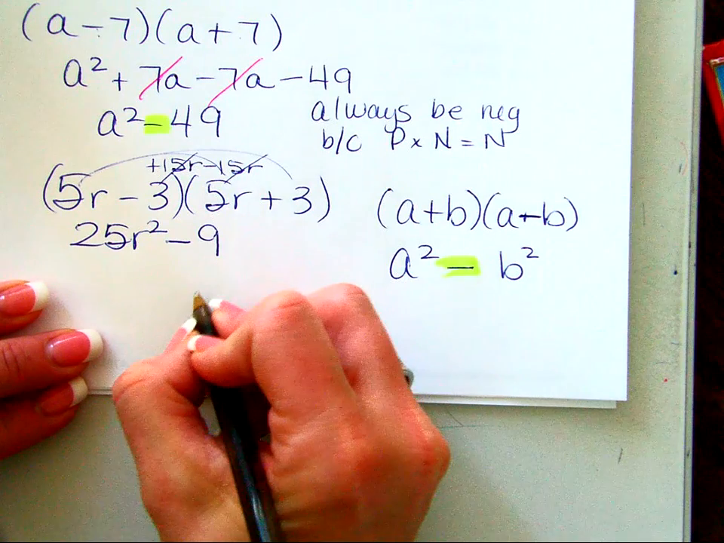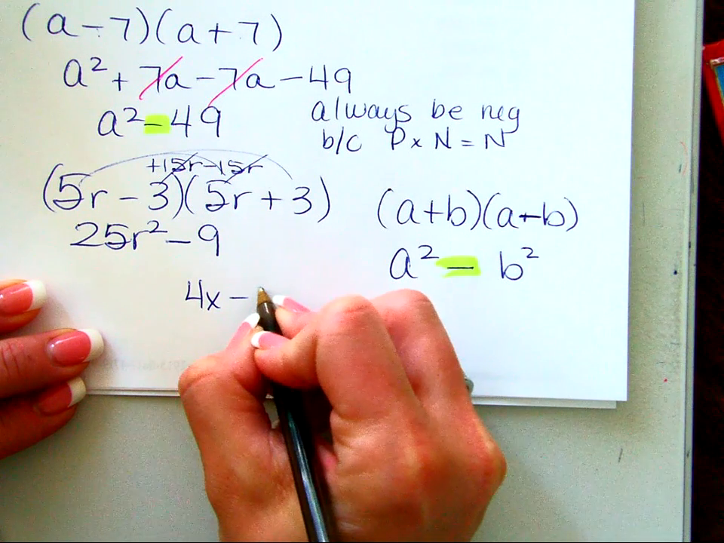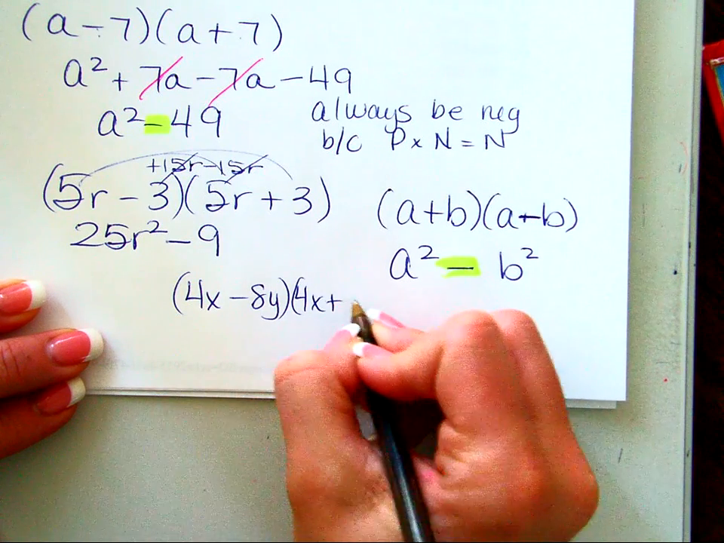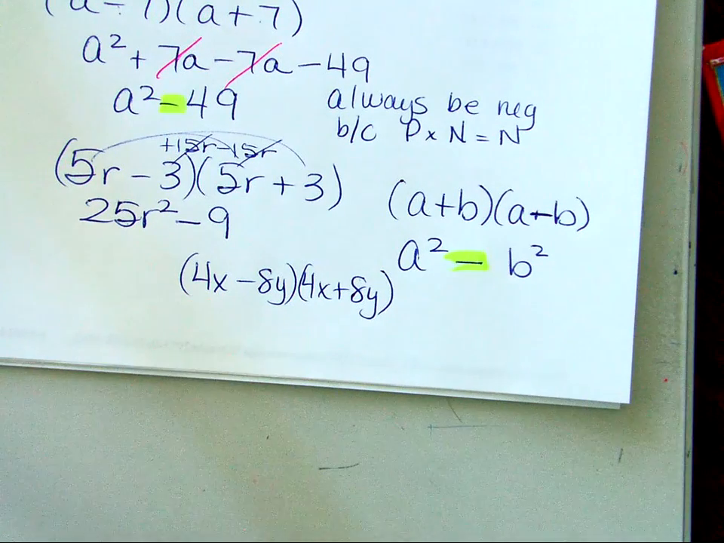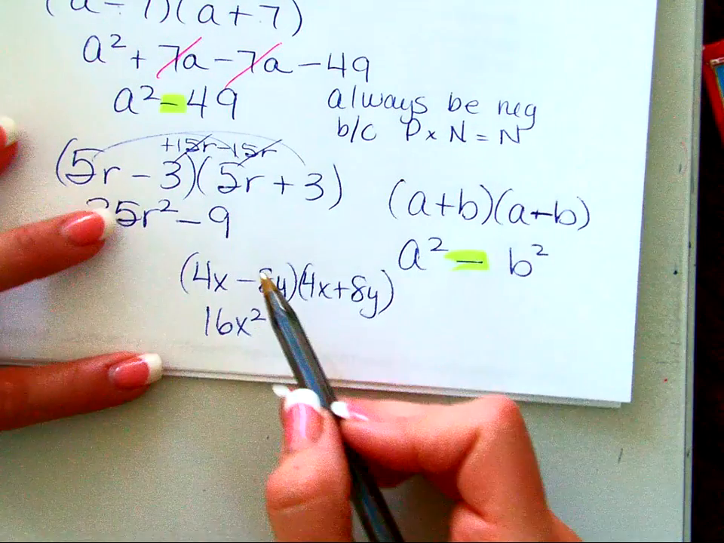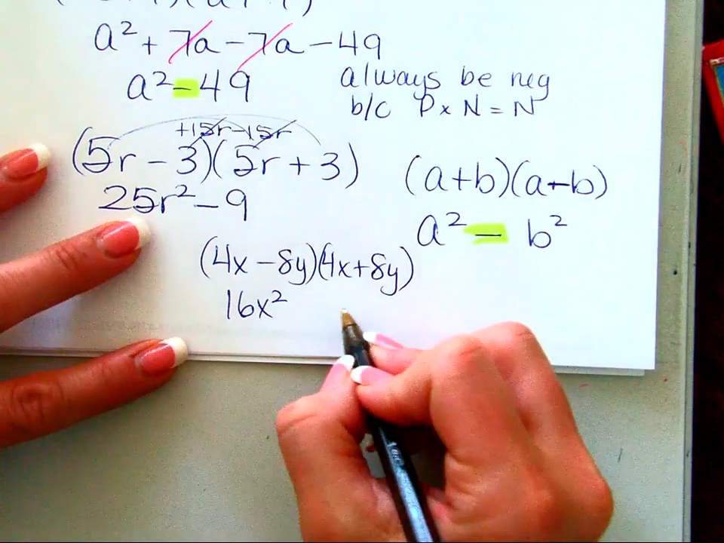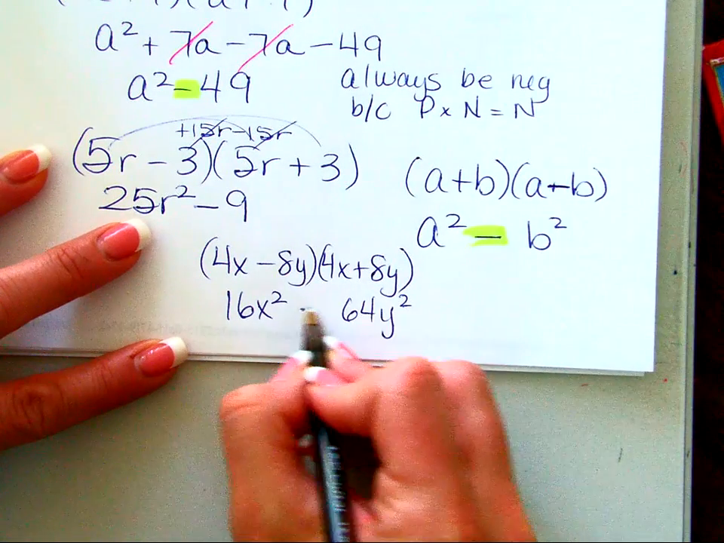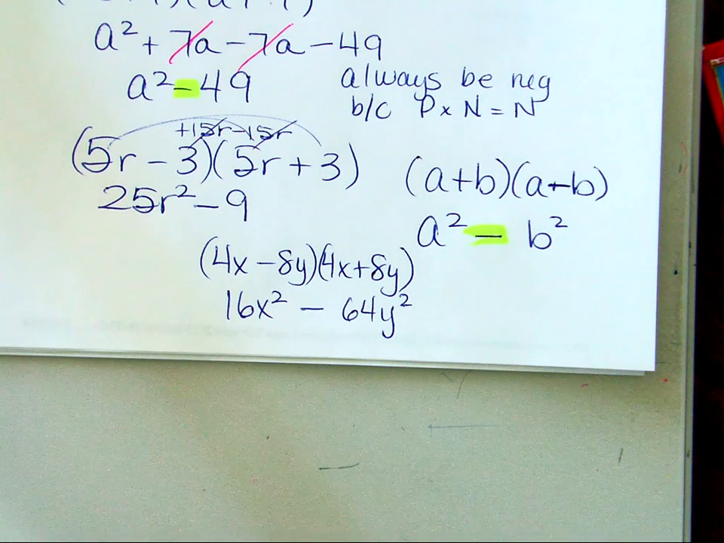So let's try, now that we know that, let's say 4x minus 8y and 4x plus 8y. What is your A? It's 4x. Square it. 16x squared. What is your B? 8y. Square it. 8y times 8y is 64y squared, and a negative times a positive is a negative every time. Okay?